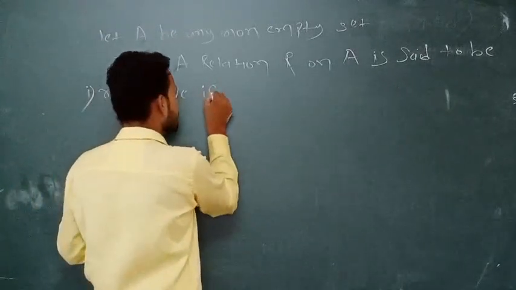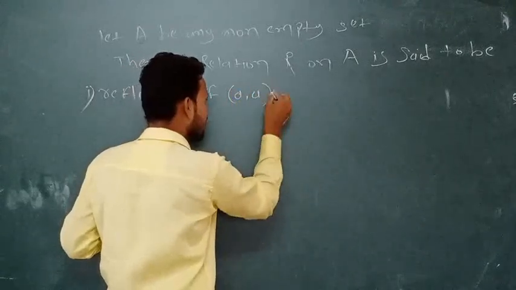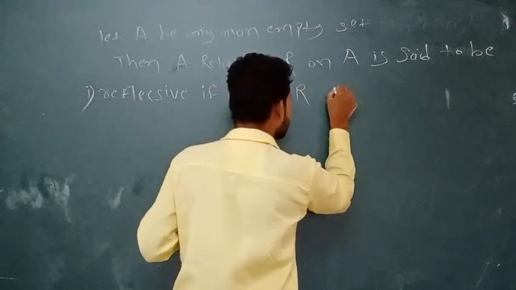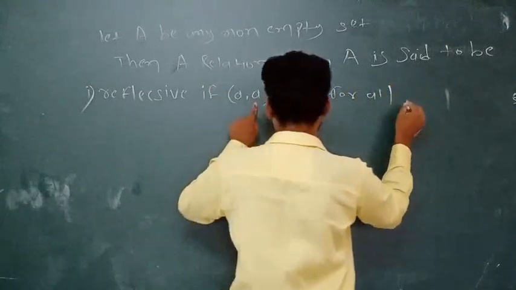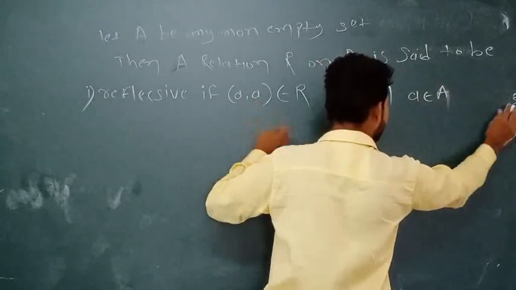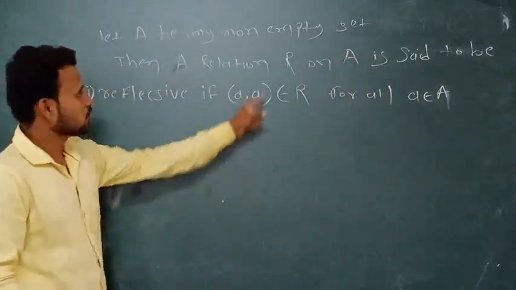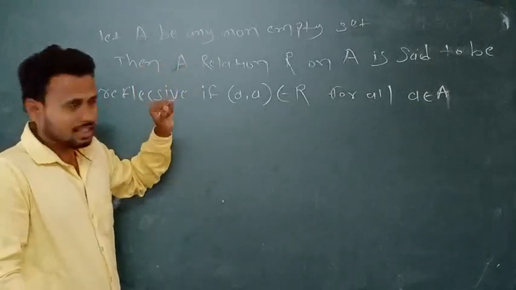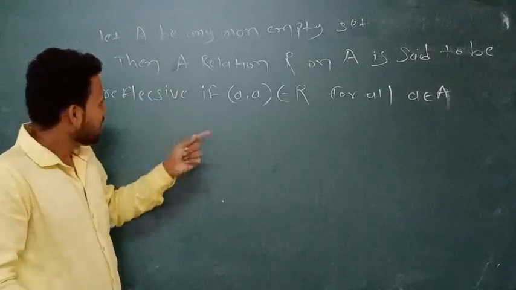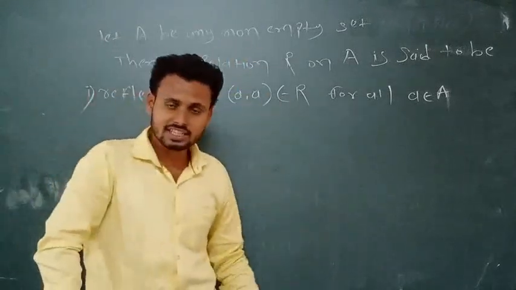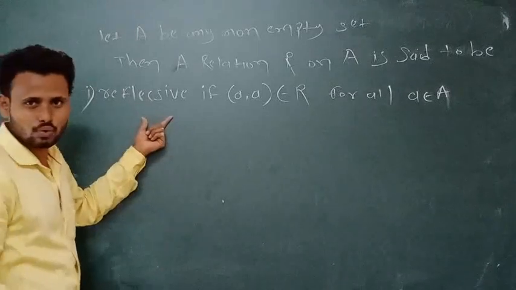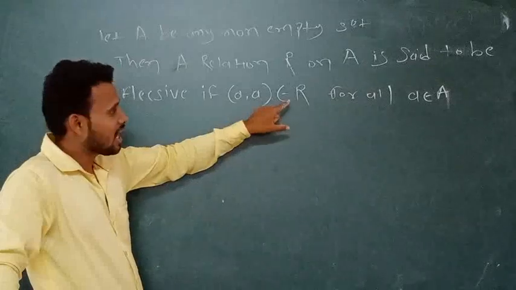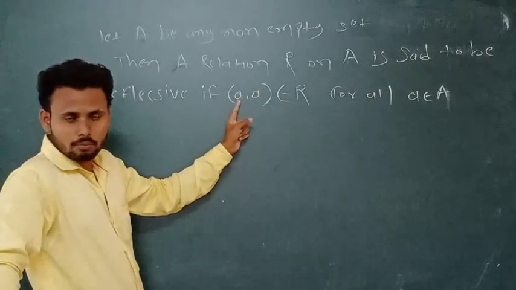The condition is: if the ordered pair (a, a) belongs to the relation R, and this is for all a belongs to the set A, then you say that the given relation R is reflexive. It means, let A be any non-empty set, then a relation R defined on A is said to be reflexive if the ordered pair (a, a) belongs to the relation R for all a belongs to A.